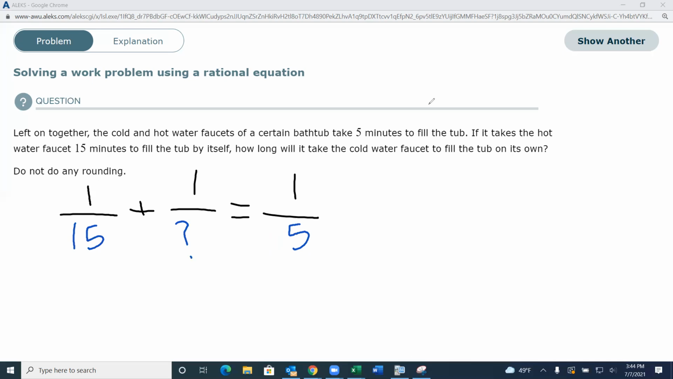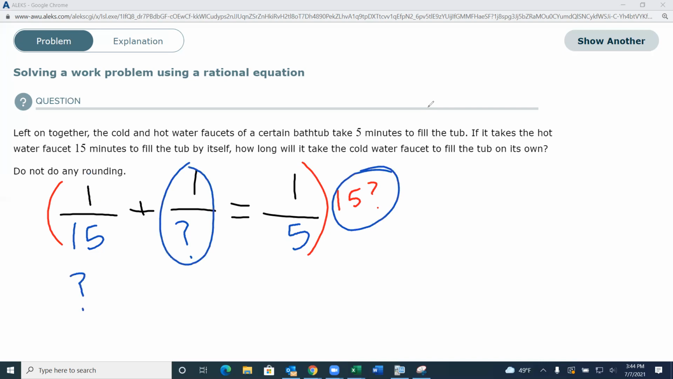Okay, so we'll multiply both sides by the least common denominator, which is 15 question mark. And now, when we multiply that by the first fraction, the 15s cancel and we just get 1 times question mark. Then I'll multiply it by the second fraction. The question marks will cancel and we'll just be left with 1 times 15.